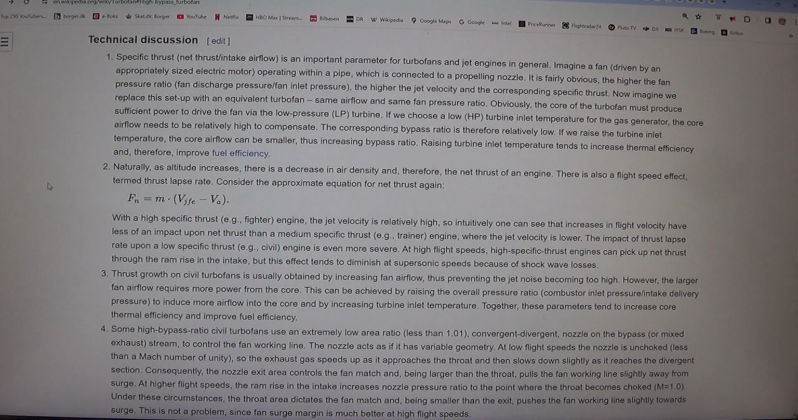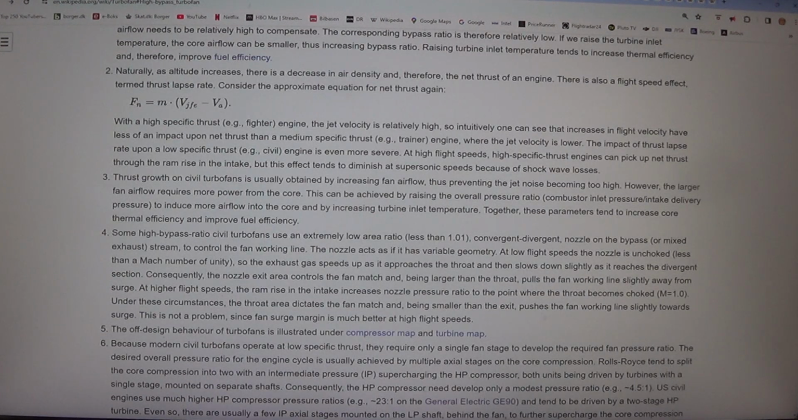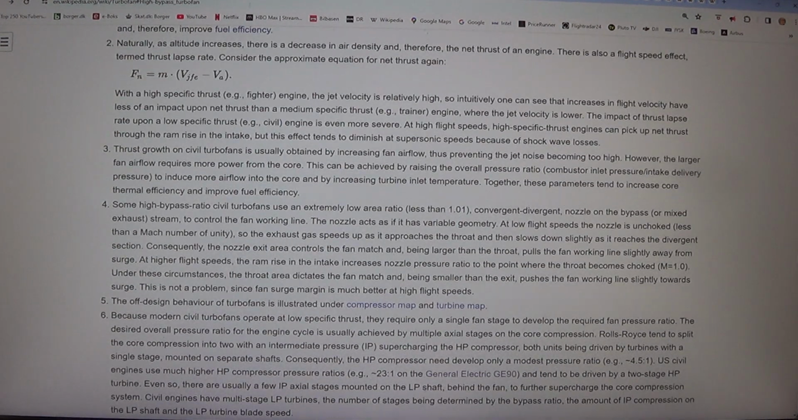2. Naturally, as altitude increases, there is a decrease in air density and, therefore, the net thrust of an engine. There is also a flight speed effect, termed thrust lapse rate. Consider the approximate equation for net thrust again. F sub n equals m times (v sub jf of e minus v sub a).